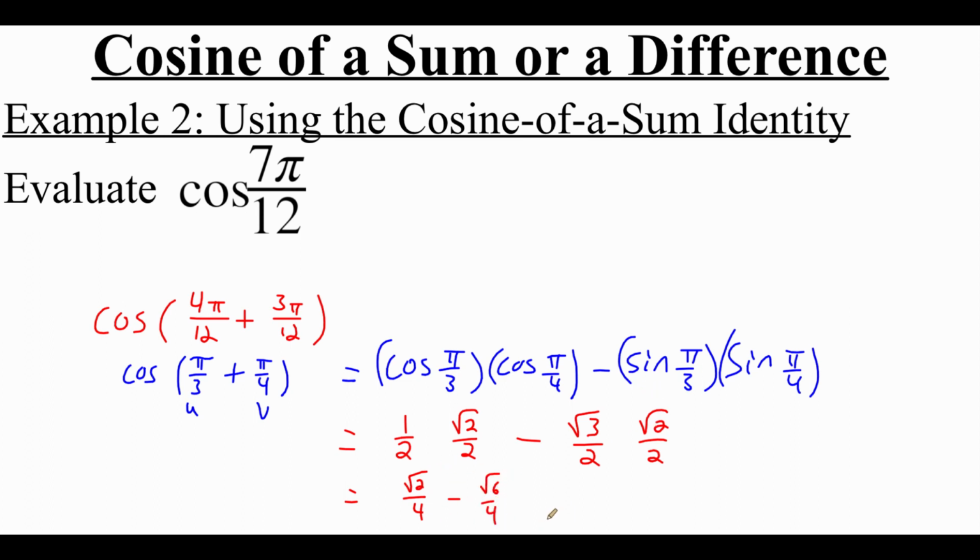Now because our fractions have common denominators, we can put them together to get root 2 minus root 6 all over 4. Now again, because we've got different numbers underneath the radicals, we're not going to be able to actually do the subtraction on top of the fraction. So we're just going to leave this as our final answer.